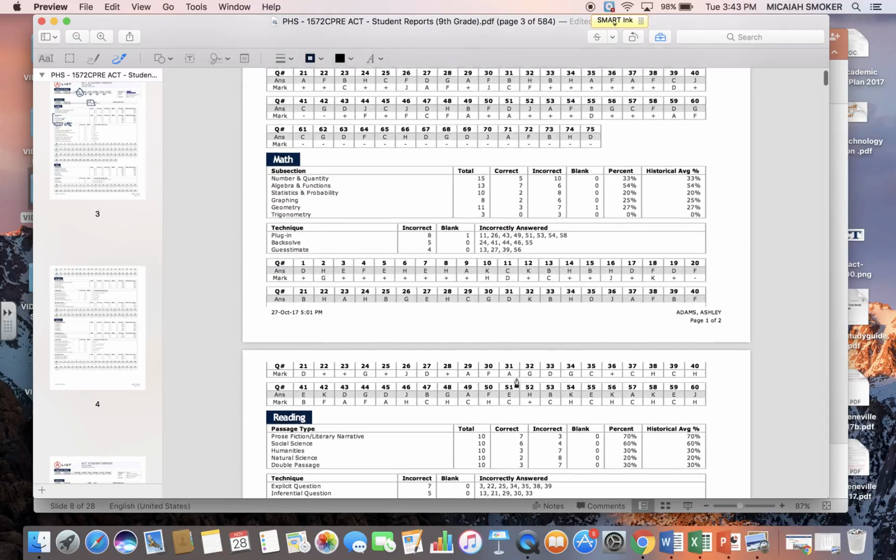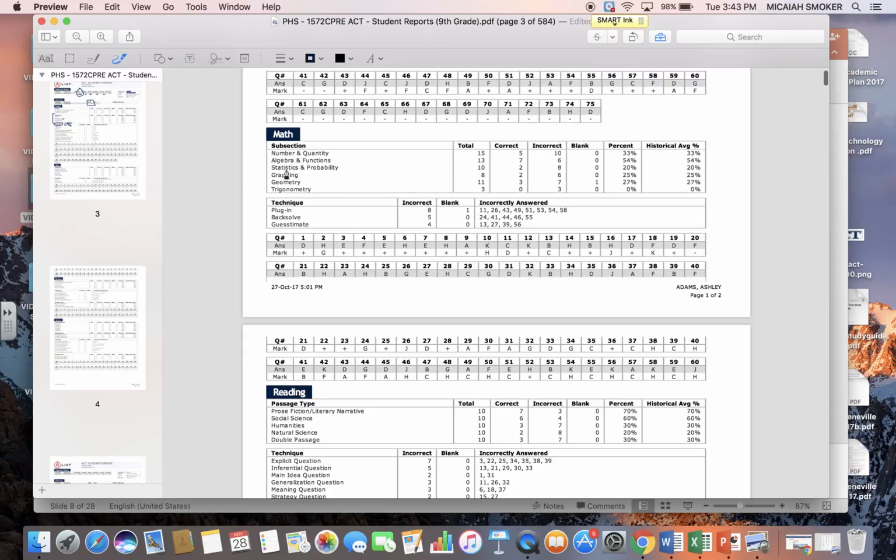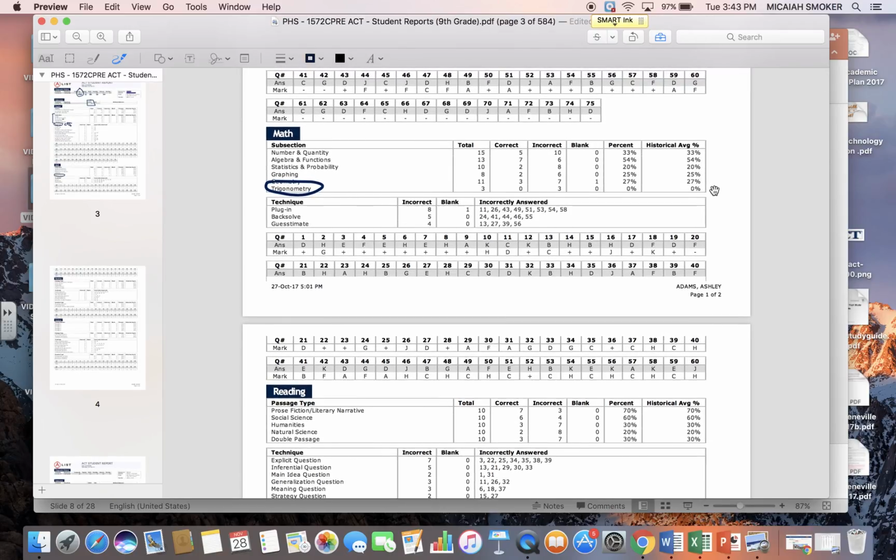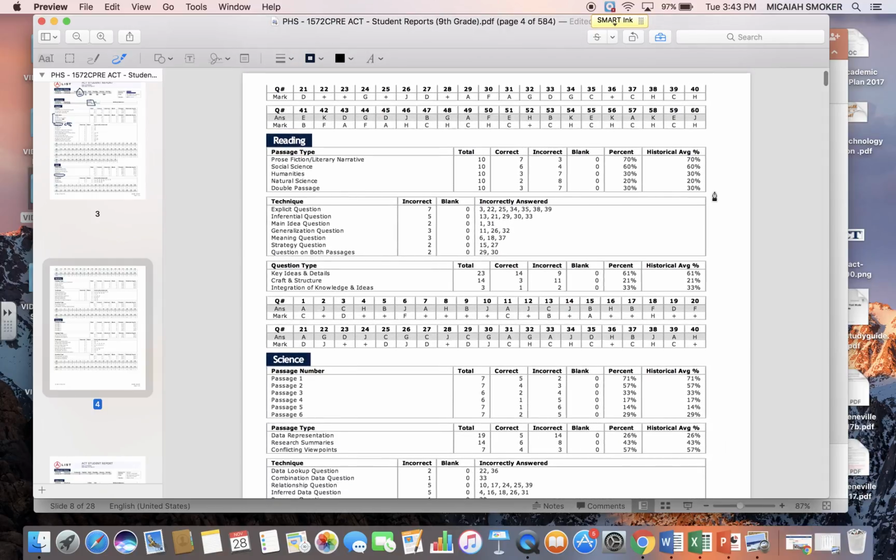Then you go into math. You get subsections and techniques. So you can tell by the averages what they need to work on. Obviously, trigonometry is a big one, because that's usually the last thing that our students will get, in their sophomore year. And then you go to reading.